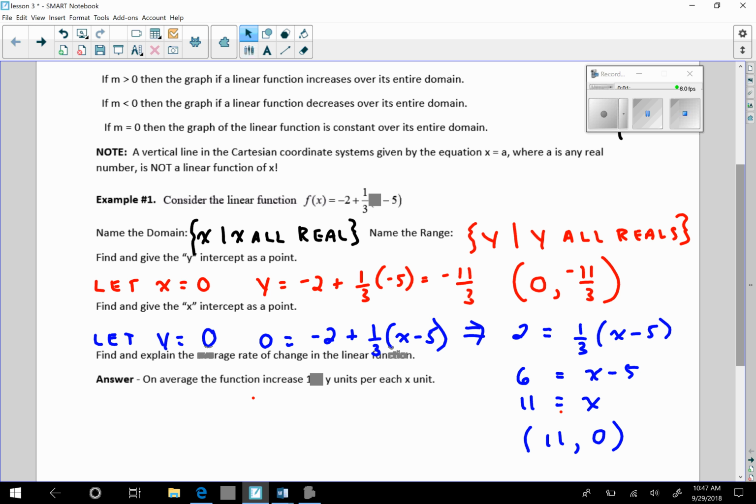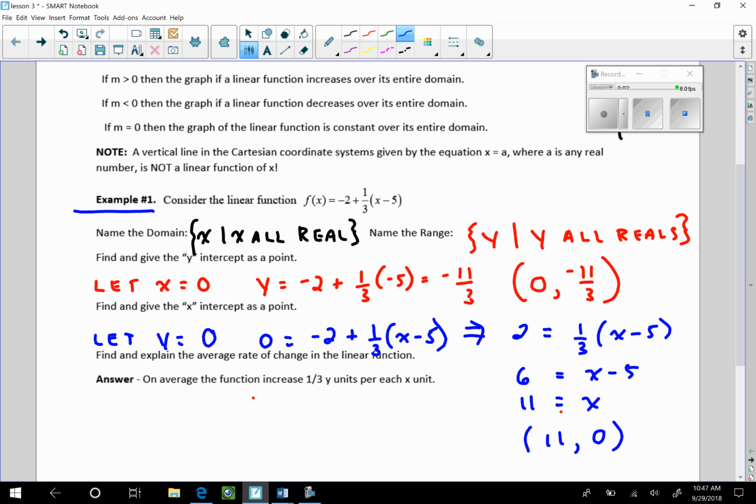Note a vertical line in the Cartesian coordinate system given by the equation x equals a is not a real function, and we've talked about that. It is an equation of a line. But if we look at this example number 1 here, given in form 2, where I have the point-slope form of that equation of the line, the domain is all reals and the range is all reals. We need to know that about linear functions. The domain, all reals, the range, all reals of a linear function.